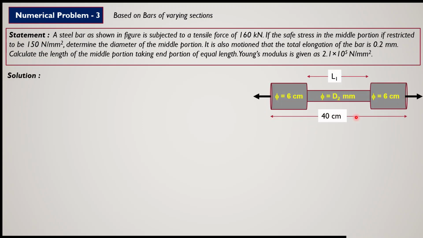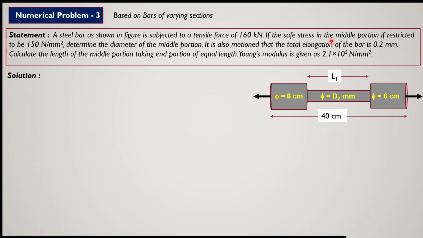So if the safe stress in the middle... now let us first of all go through the diagram. Now this is the diagram. You can easily see and understand that the diameter of this portion is 6 centimeter. The diameter of the middle portion is not given, that we have to solve, and the diameter of the other end section is 6 centimeter. So the section here is 6 centimeter, then the section decreases and then it again increases, so it is a varying section. In the problem it is given that the length of this whole sample which is under tension is 40 centimeter. Nothing else is given in the statement.